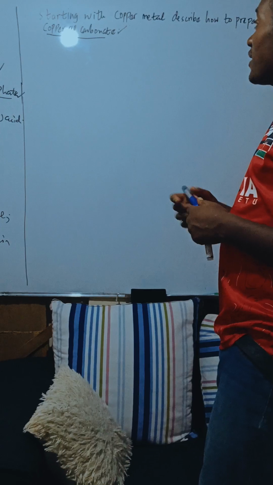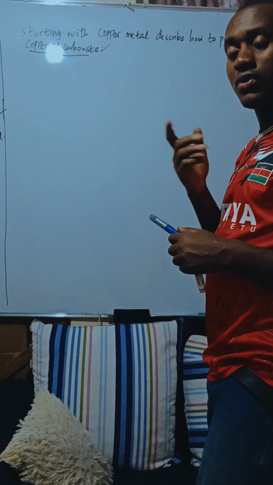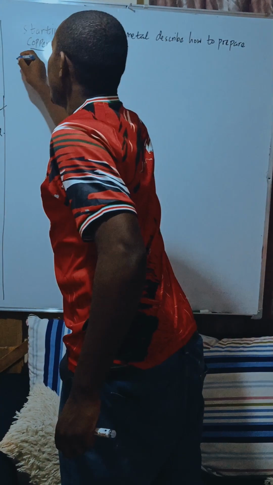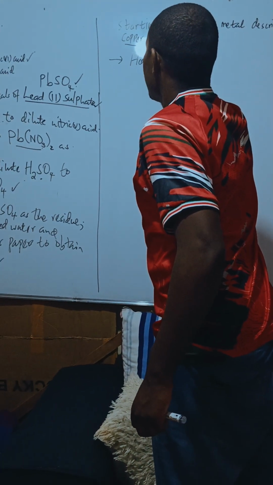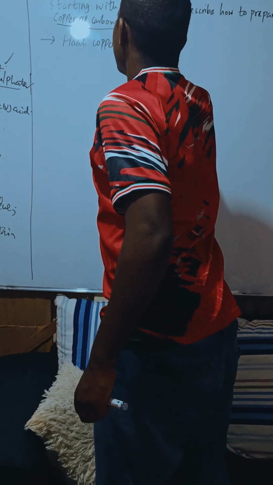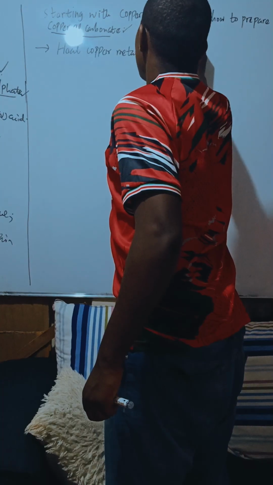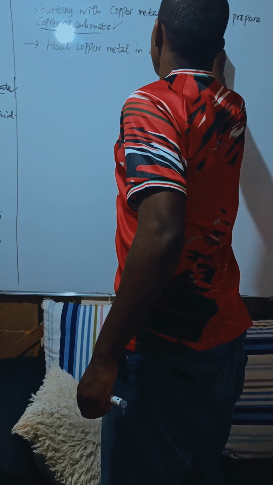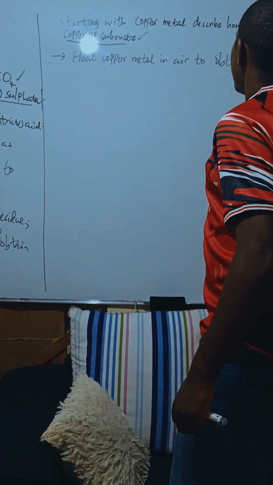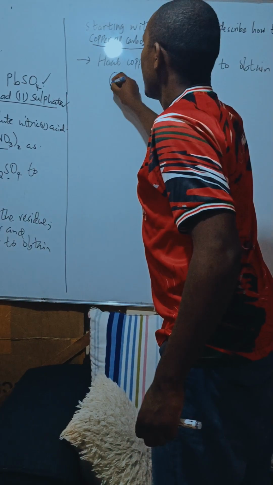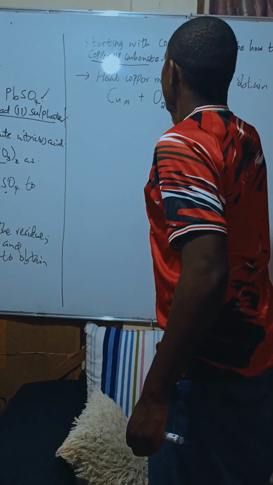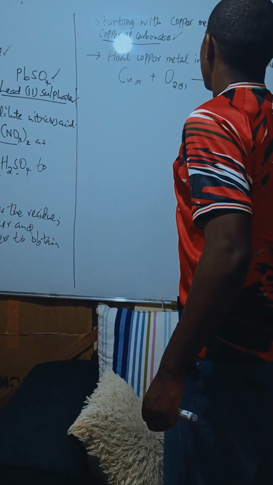So the first thing, because it's copper metal, it's not going to react with dilute acids. Therefore, you must heat it in air. So you say: heat copper metal in air to obtain copper 2 oxide. You heat it in a crucible: copper solid plus oxygen gas gives me copper 2 oxide.